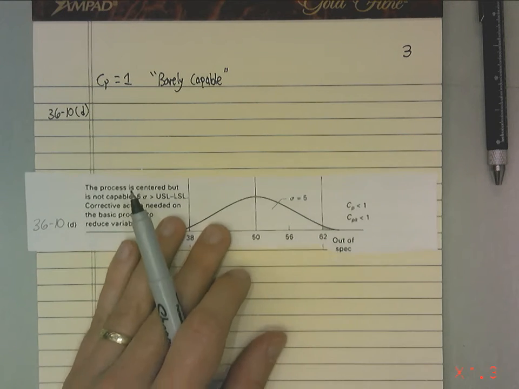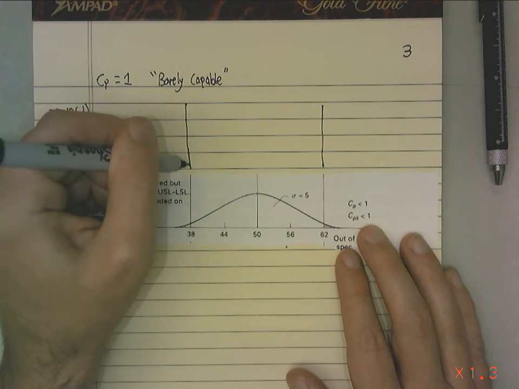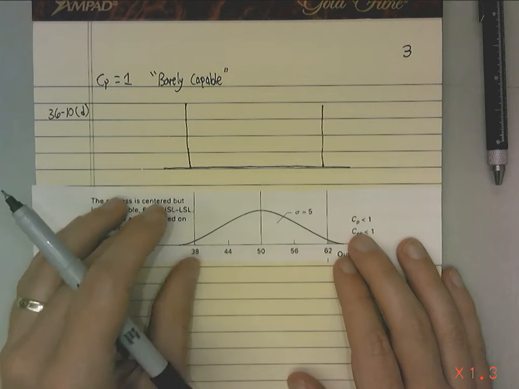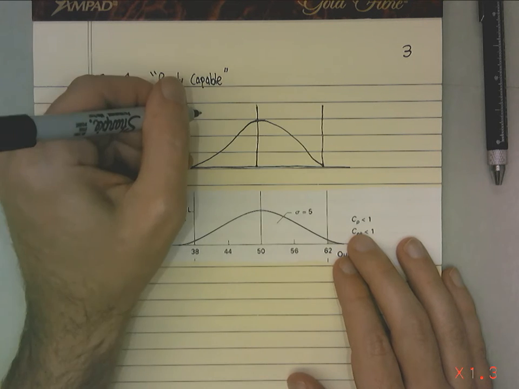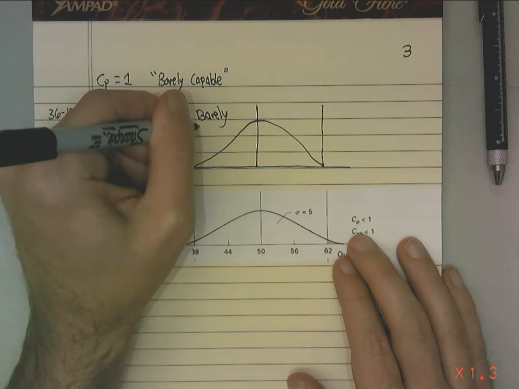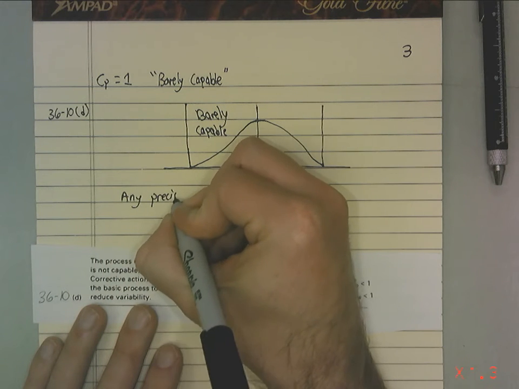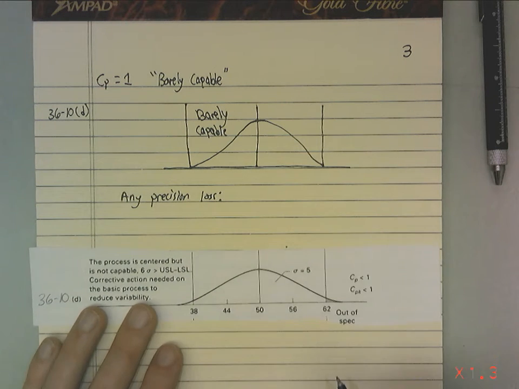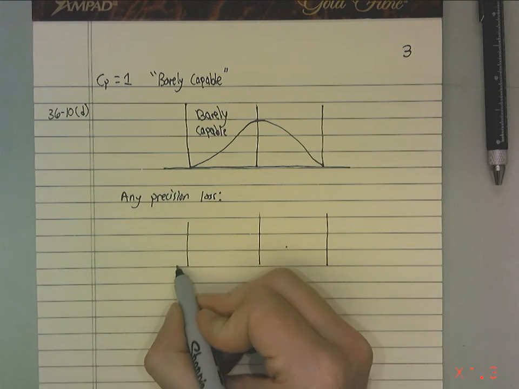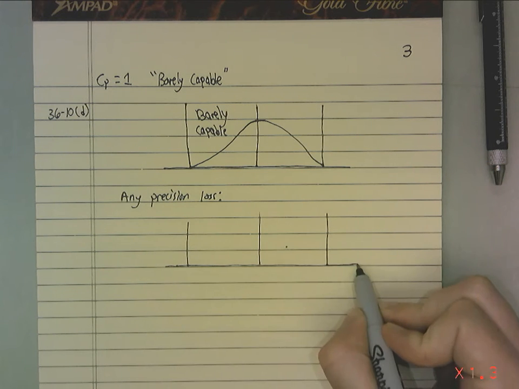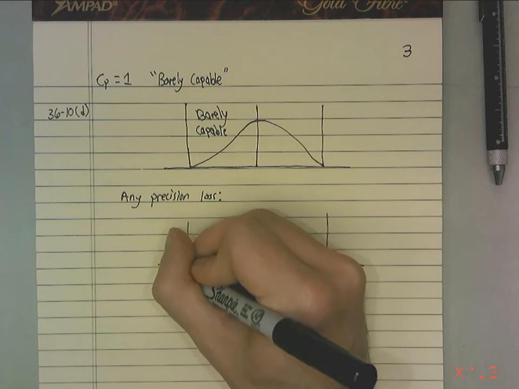But here's another one. We could be losing precision. So in this case, we're going from barely capable, and then we can go with precision loss this time instead of accuracy loss, and we go to a situation that looks something like this, where now we're making both parts that are too large and too small.